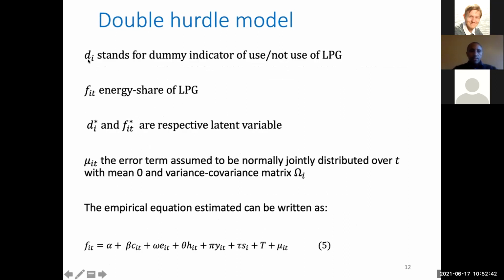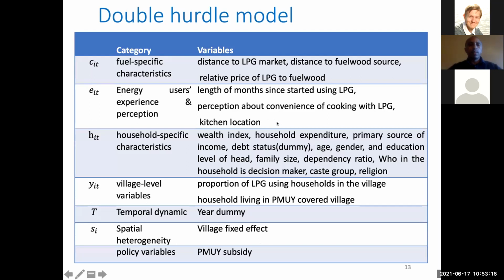So these are the variable descriptions. Our focus is on the energy share of LPG consumption, if the first hurdle is passed, that is, the household is using LPG. So the empirical econometric model can be specified in this equation form, where the share of LPG consumption is a function of different variables. And these variables are described in this table.